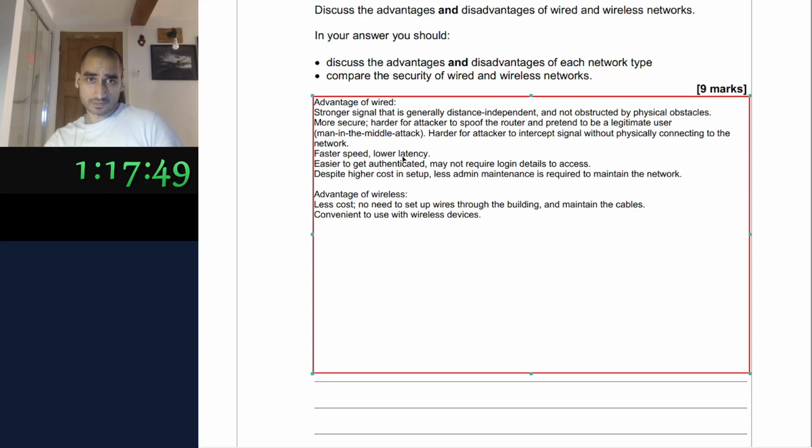9 marks here. Strongest signal, distance independent, not obstructed by physical obstacles, more secure, harder for an attacker to intercept the signal, faster speed, lower latency, maybe easier to get authenticated. I mean, is this faster if you're not sitting far away? Isn't it? Well, that's more about quality than speed. Well, it would impact speed if you have to repeatedly get data, because the last batch of data was distorted or something. Noisy.